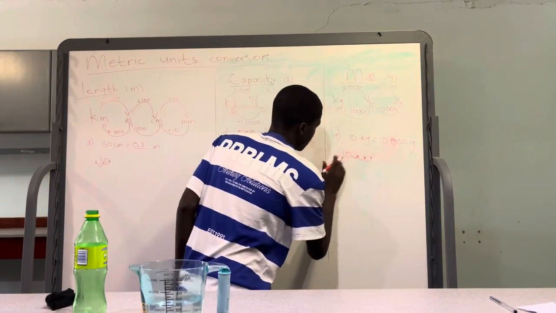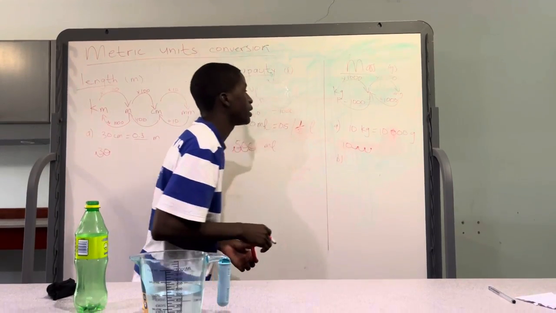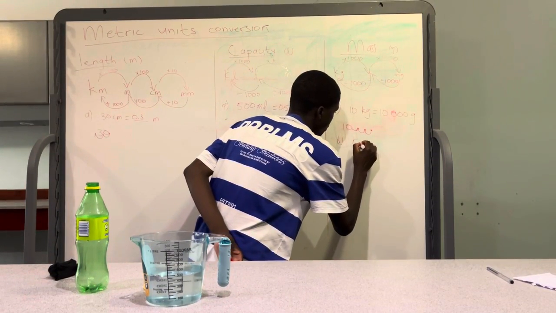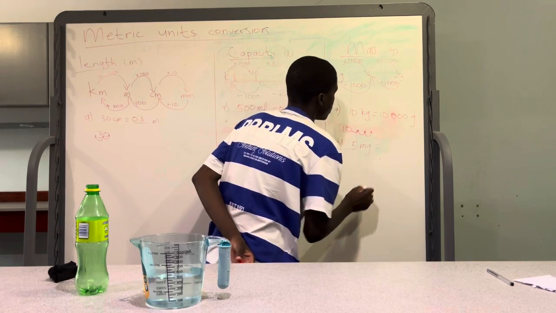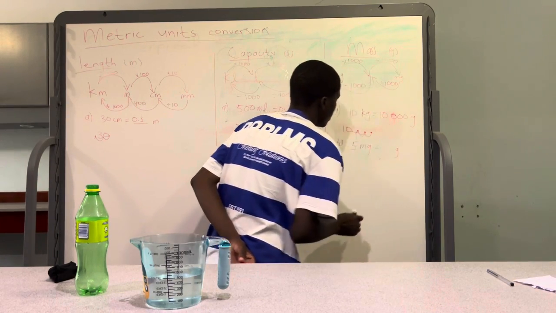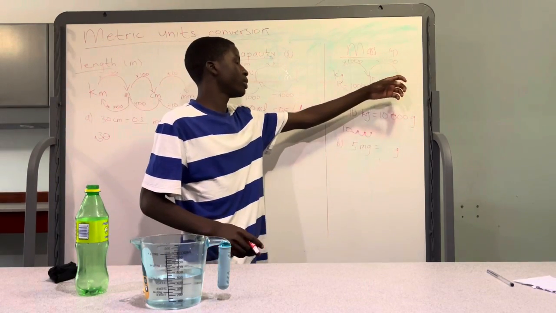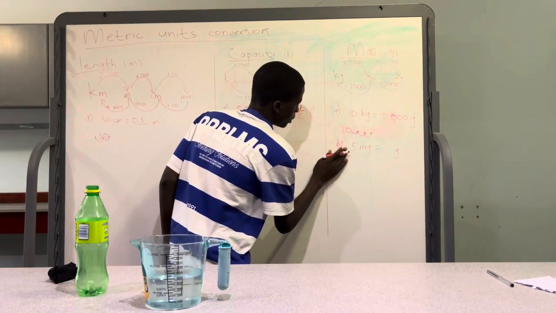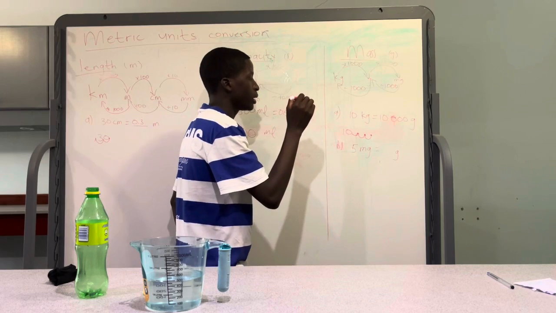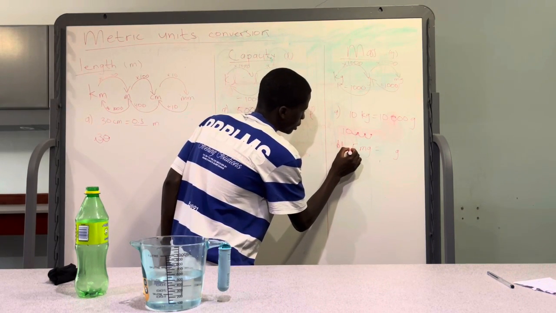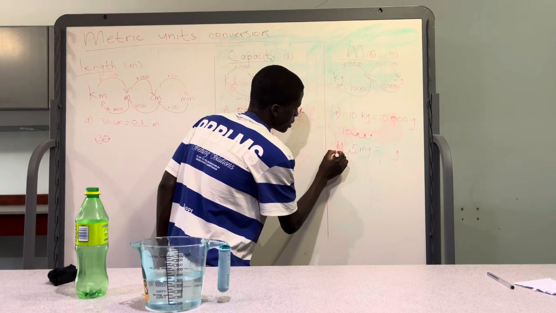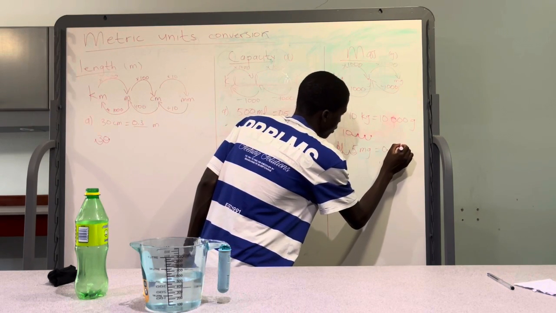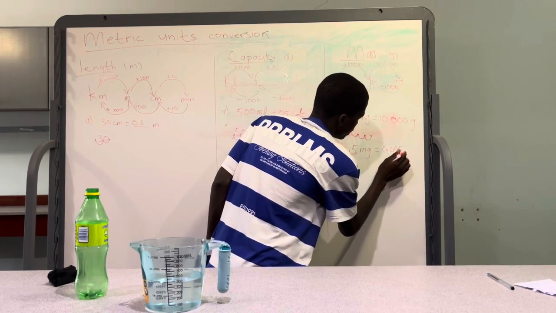Okay, another example. Let's convert 5 milligram to gram. In this case, we are moving from a smaller unit to a bigger unit, meaning we are dividing by 1000. Here we are going to move our comma backward 3 times, 1, 2, 3. This is going to be our point. Our answer is 0.005 gram.